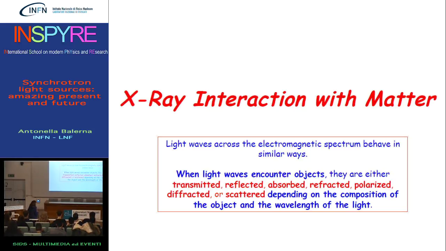You will know this. When light, and we can speak about light with any kind of wavelength, encounters an object, you can have many different effects. The beam can be transmitted, reflected, absorbed, refracted, polarized, diffracted, or scattered. Okay? This happens also with visible light. But let's try to understand some of these, what they mean.